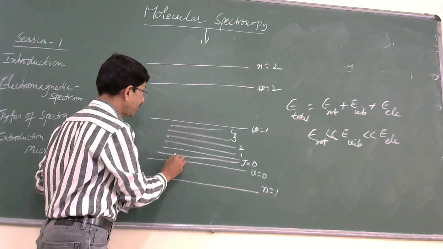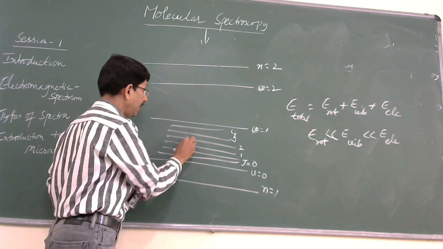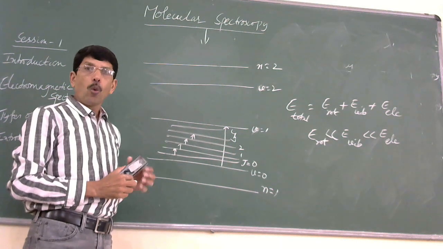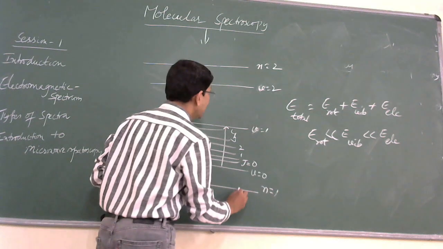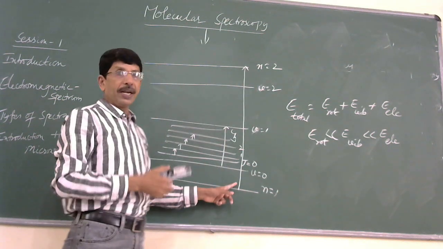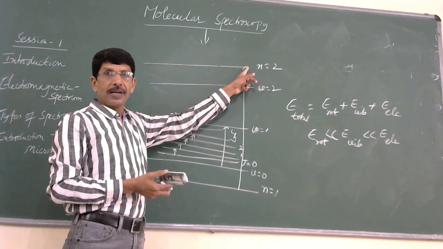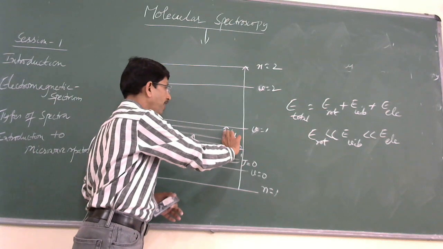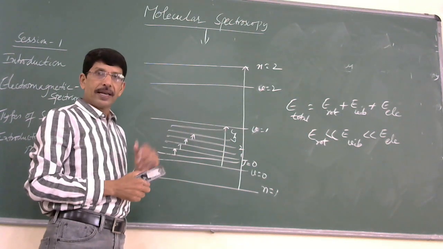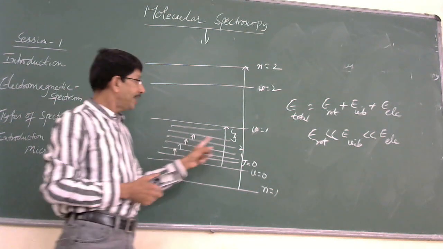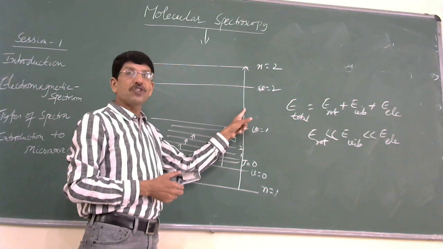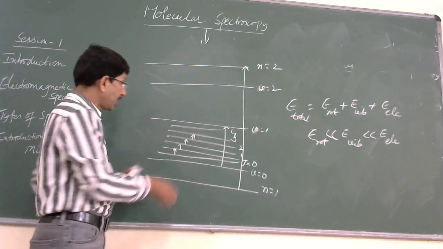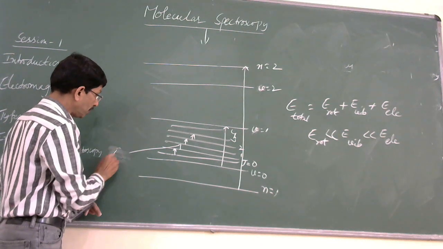If a molecule is to be transferred from one rotational energy level to another, the energy required is lesser compared to the energy required to transfer a molecule from one vibrational energy level to another. Similarly, the energy required to transfer an electron from one electronic energy level to another is still more. So the rotational transitions require lower energy than the vibrational transition, and the vibrational transitions require lower energy than the electronic transition.